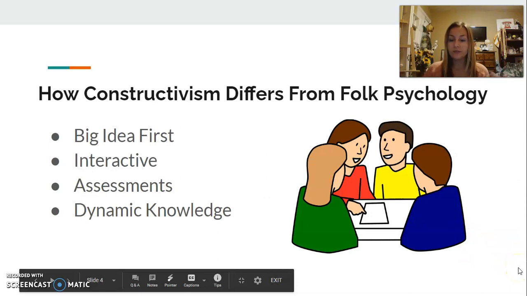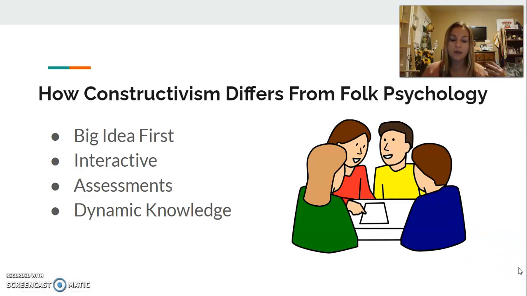How constructivism differs from folk psychology. As Dr. Cowan suggested in the video, folk psychology is just the traditional way of learning. So what constructivism does is it shows the big idea first instead of starting with small details and building up to the big idea. By implementing the big idea first, students are able to use critical thinking skills to break each idea down into smaller segments that will allow them to be able to understand the concept more fully.